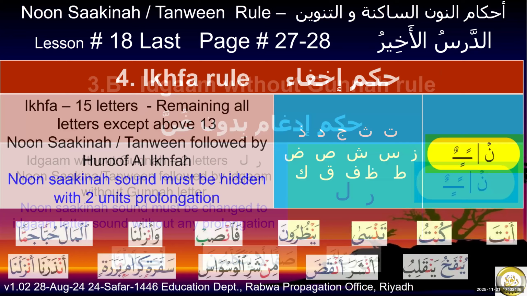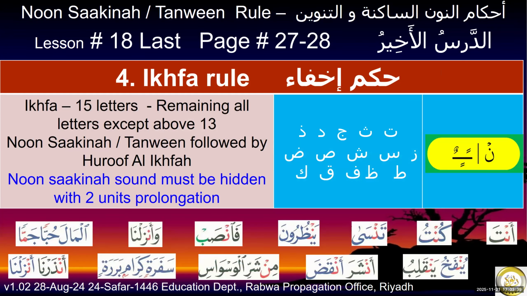And lastly, we have the ikhfa rule. So we have to apply the elimination rule here to remember the remaining 15 letters. Izhar has 6 letters, iqlab has 1 letter, idgham has 6 letters, 13 letters gone. So out of 28 letters, if you remove 13 letters, the remaining 15 letters belong to ikhfa. Whenever tanween or nun sakin is followed by one of the ikhfa letters, the noon sound must be suppressed, must be hidden. You should not read the noon sound, just make the 2 units prolongation.